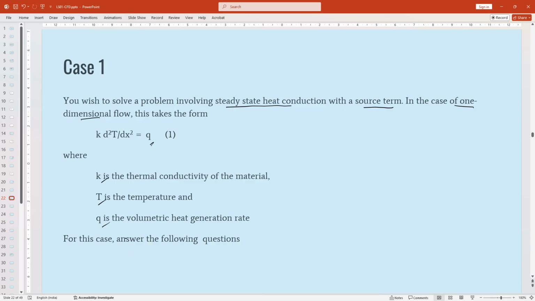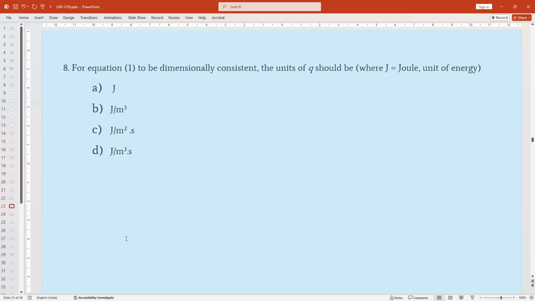For this case, answer the following questions. Keeping this in mind, we have to answer the following questions. First question is, for the equation 1 to be dimensionally consistent, the units of Q, that is source term, should be what? Which among the following? Where J in the option is joule.